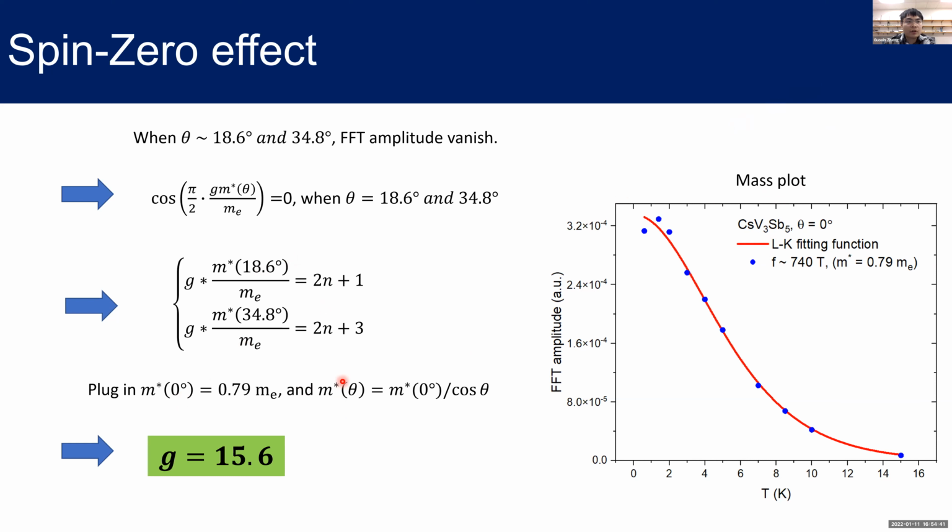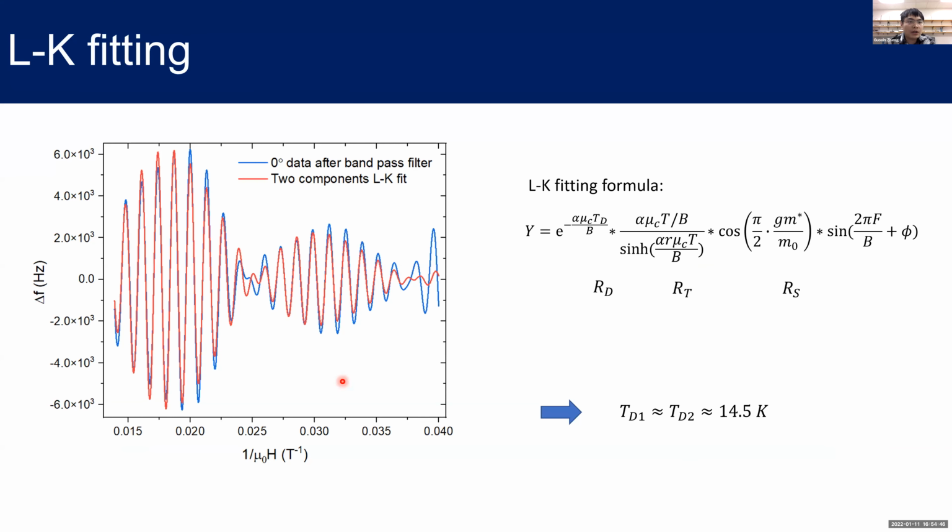So next, we want to confirm our large G factor. We did the LK fitting for our quantum oscillation. This here shows the two-component LK fit model. You can see the fit matches our experimental data fairly well, which means the model is good enough for us to get some information like the Dingle temperature. From the LK fitting, we can get the Dingle temperature, which is around 14.5 Kelvin.